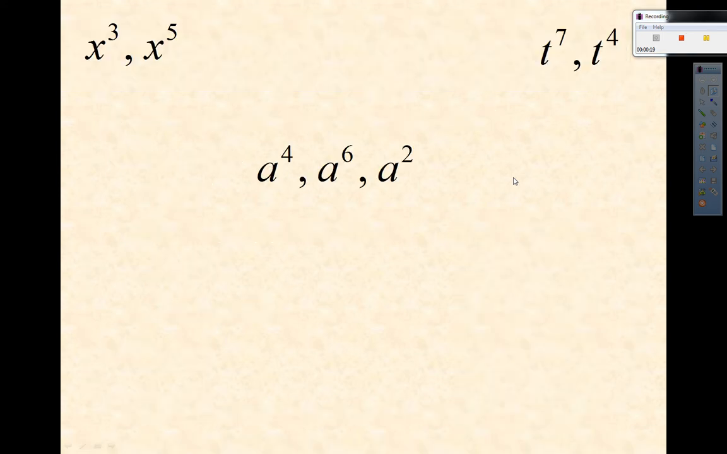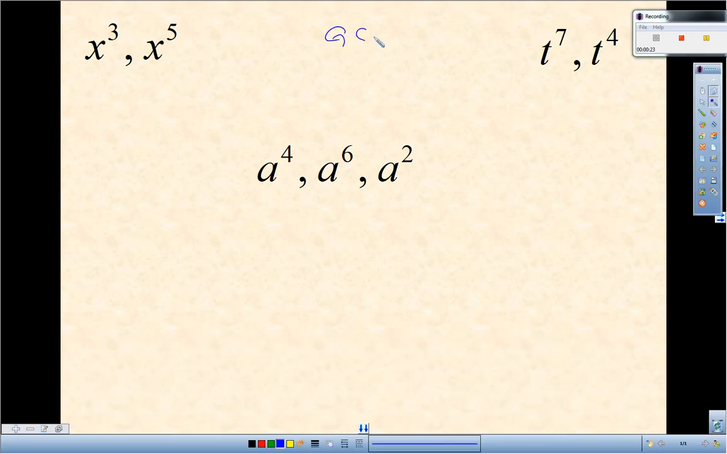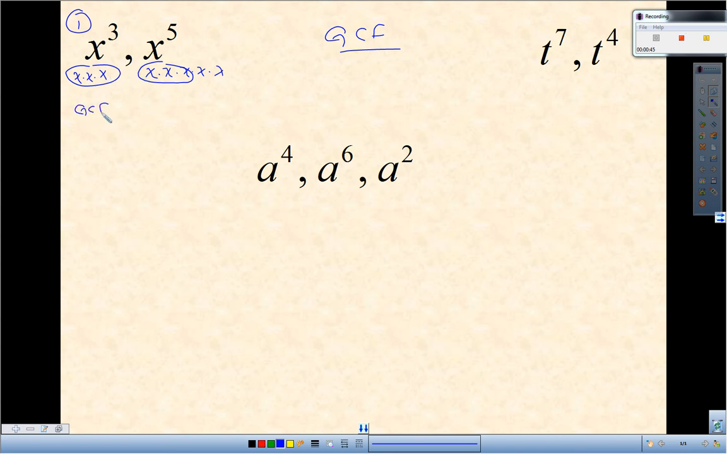Alright, let's start off by just talking about what a greatest common factor is, or a GCF. Say for example, I have x to the third and x to the fifth. What would be the greatest common factor that they have in common? Well, x to the third literally means x times x times x. X to the fifth literally means x times x times x times x times x. Well, what do they have in common? They have three x's in common. So the greatest common factor for this would be x to the third.